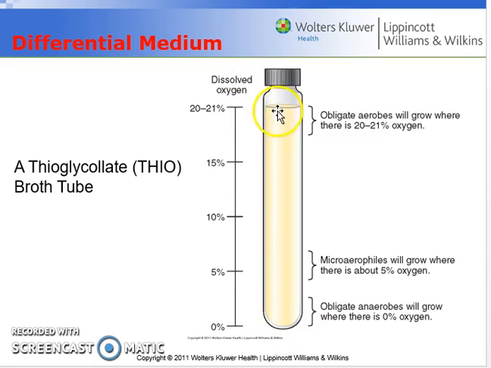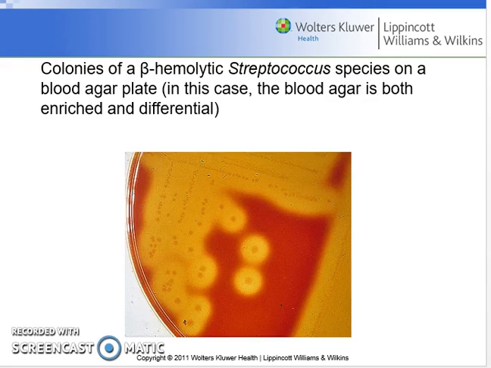At the top of it, you have 21% dissolved oxygen. After 48 hours of growing your bacteria, you'll see clouds or turbidity of organisms growing in this region here, or this region down here. That's how you'll be able to differentiate between the different organisms and their aerotolerance properties. So it's very neat working with differential media.